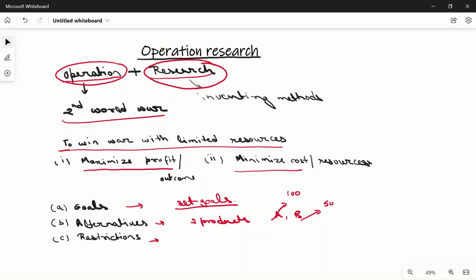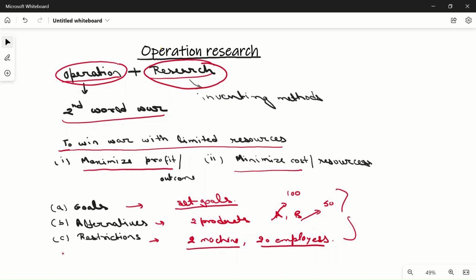And the third thing is that you have to see the restrictions. What restrictions do you have? Suppose you have only two machines, so you can produce either A or B. And suppose you have only 20 employees. These things are restrictions. You don't have unlimited people and unlimited machines to work for you. Always there will be some restrictions. So you have to see these three things.